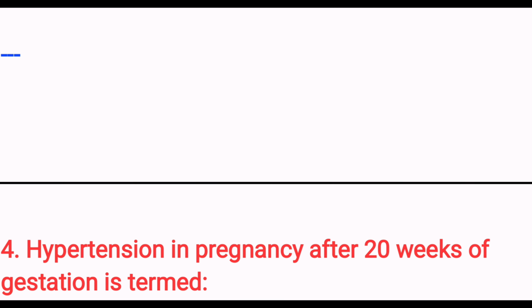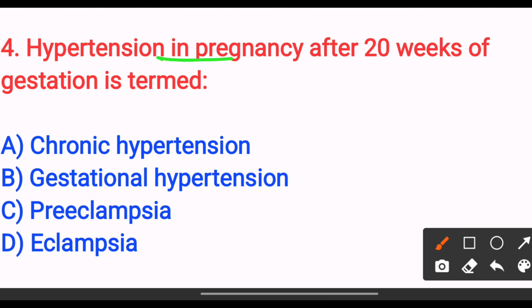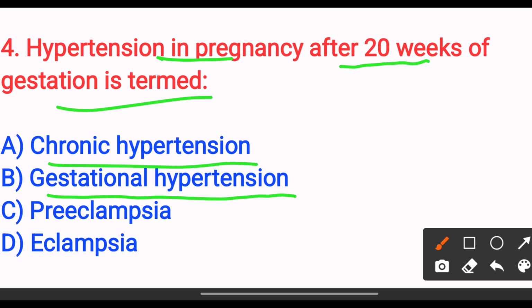Next, hypertension in pregnancy after 20 weeks of gestation is termed: option A chronic hypertension, option B gestational hypertension, option C preeclampsia, option D eclampsia. The answer is option B, gestational hypertension, because gestational hypertension develops after 20 weeks without proteinuria.